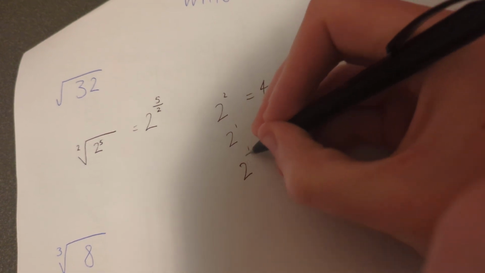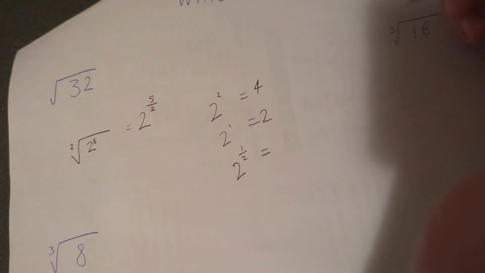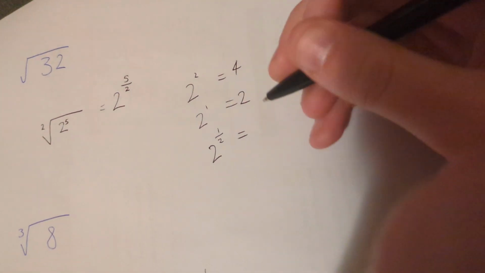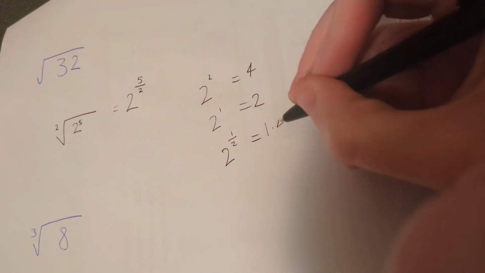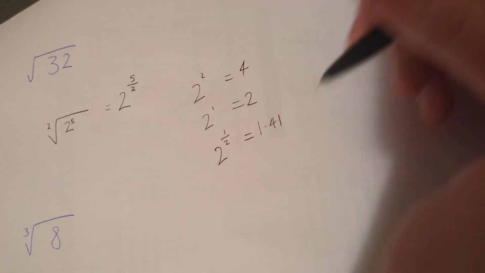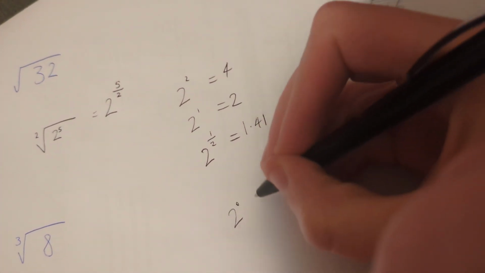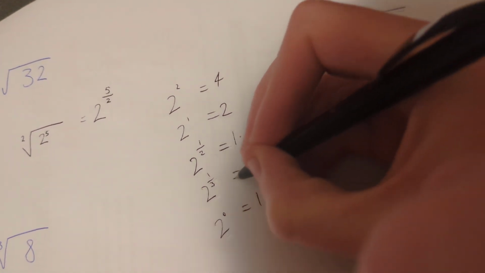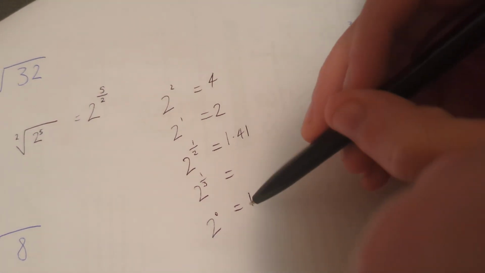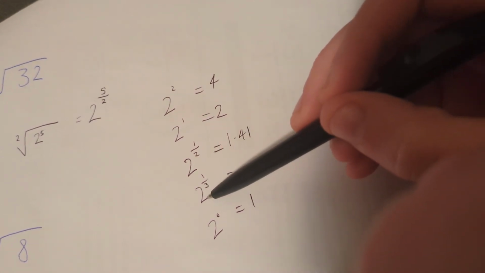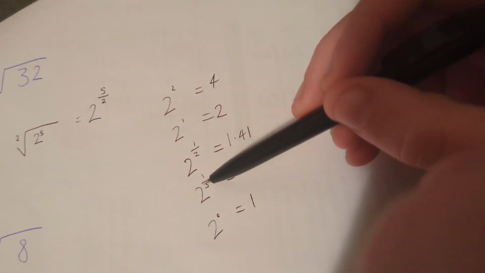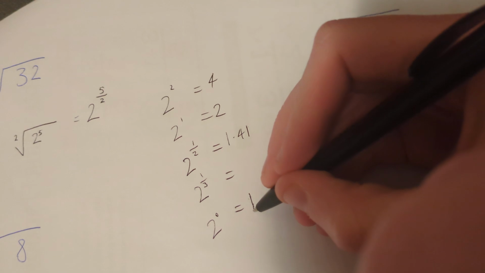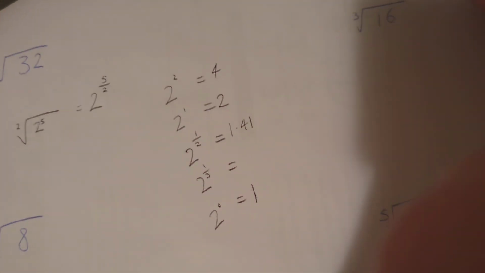If our power is like 2 to the half, our answer is going to be less than 2, and this just happens to be 1.41. This is root 2, quite a famous number. We know that 2 to the 0 is 1. So if we do like 2 to the 3rd, we know this is going to fit somewhere in between these two numbers. And if we ever have 2 to the power of a fraction, it's never going to be less than 1. This is the absolute minimum. It's going to tend towards 1, but it's never going to actually reach 1.